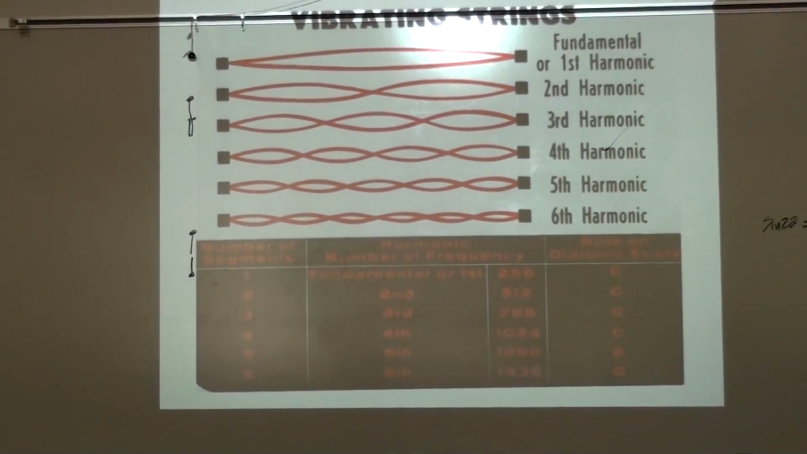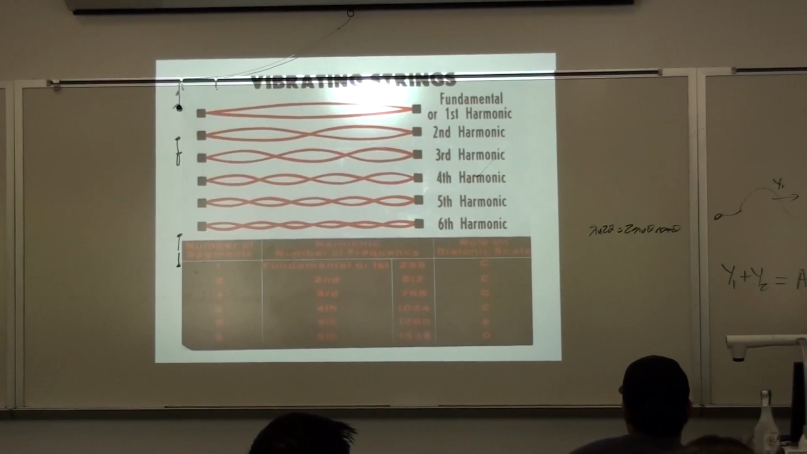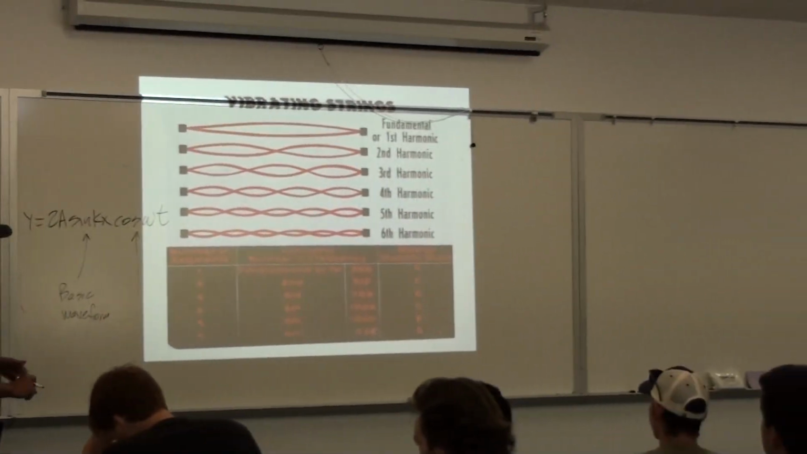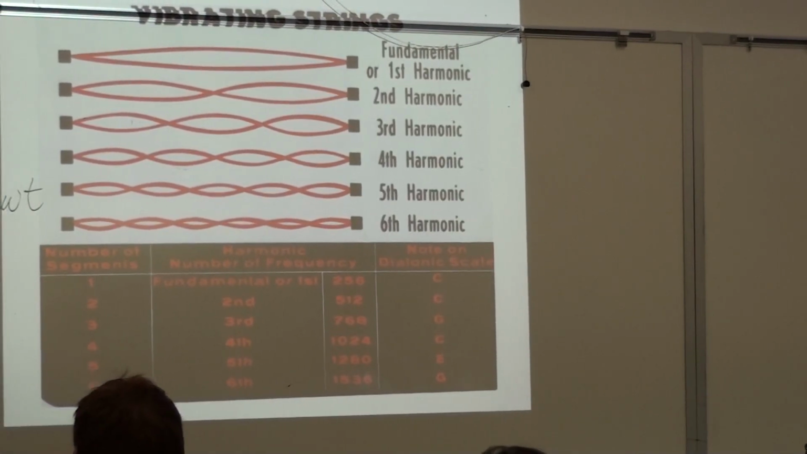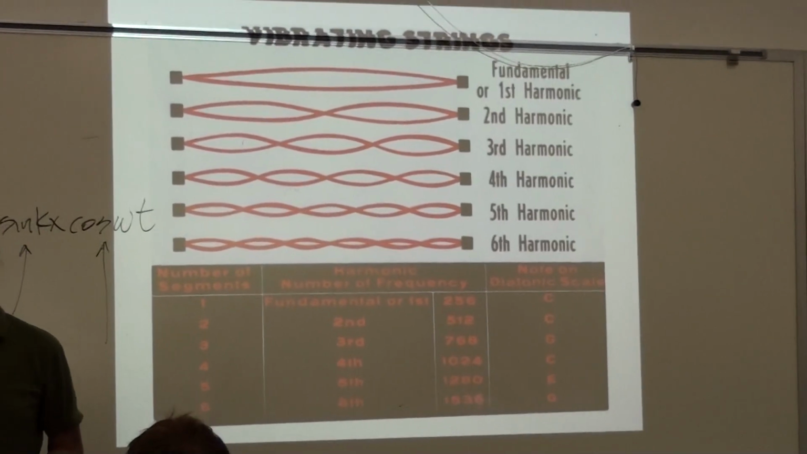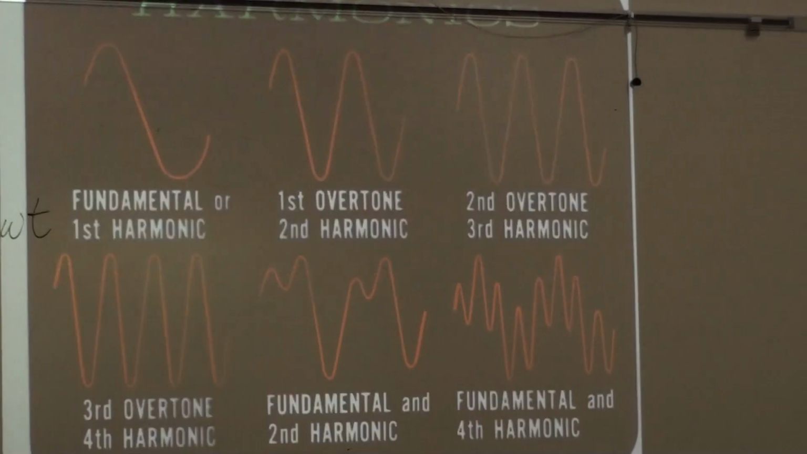Okay, and so these are the different harmonics that we can deal with on a vibrating string. The question though is, how can we write the wavelength and the frequency in terms of given quantities? Any questions so far?